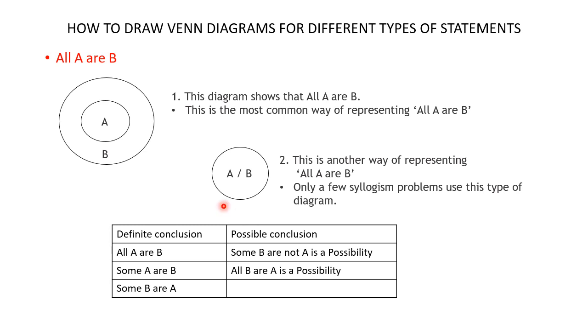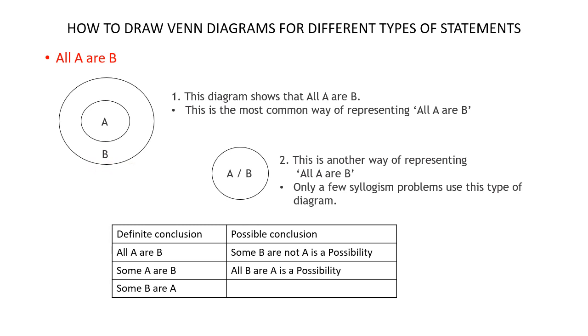But this type of Venn diagram is used only in a few syllogism problems. This is the most common way of representing all A are B. So whenever you have to draw a Venn diagram for statements like all A are B, this is the Venn diagram that you should be drawing.